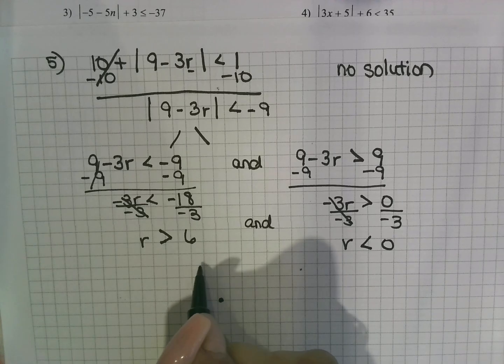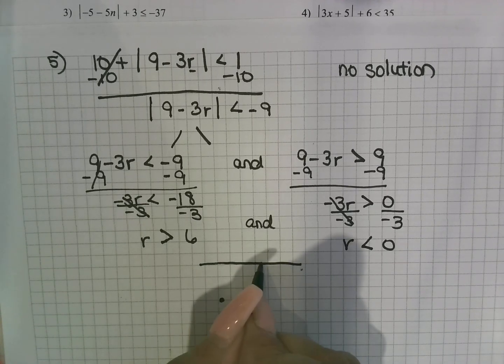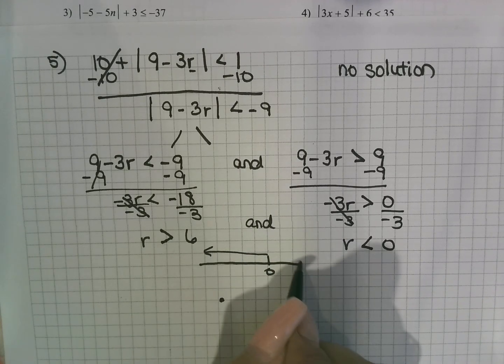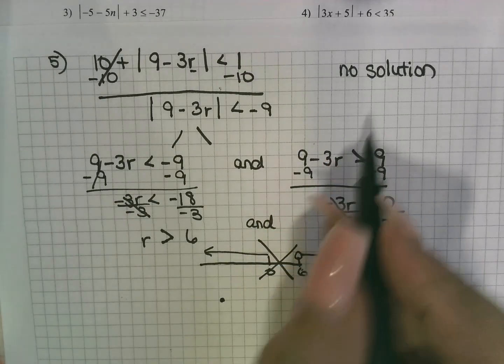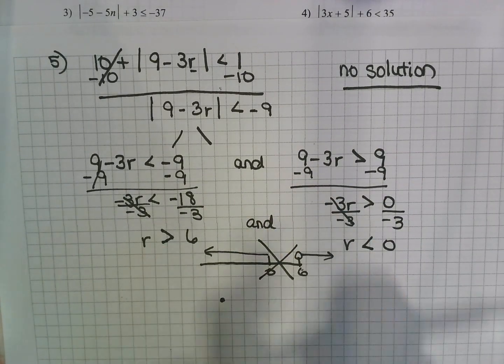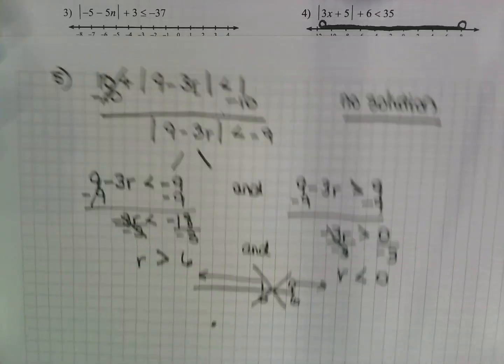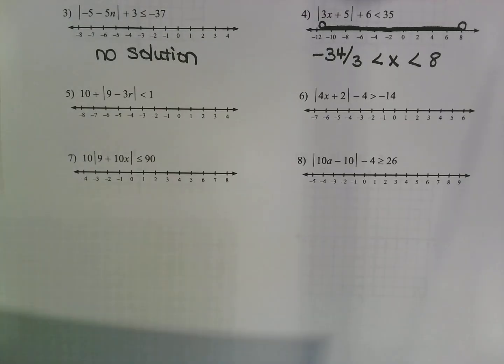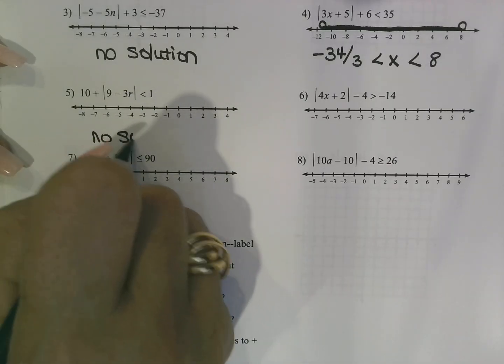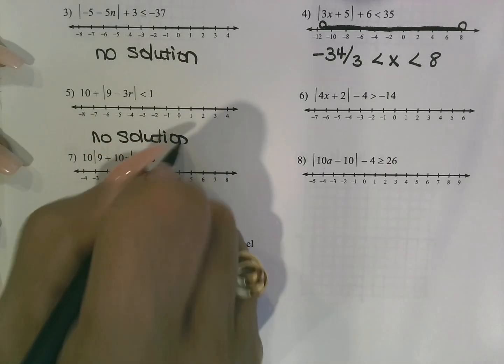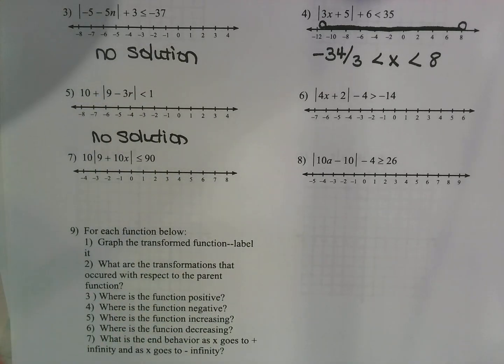So in what math world can r be less than 0, that means going that way, and also be greater than 6? Well, nowhere. So that'll tell you that it is no solution because this makes no sense. Okay, so then for number 5, your answer again is no solution. When it's no solution, you leave the graph alone. Please don't touch it. There's no answer there.